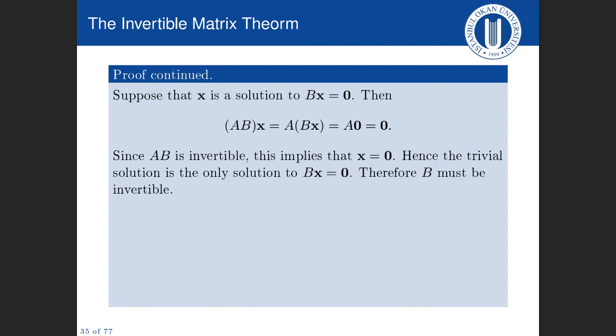But AB is invertible. And if we have an invertible matrix, then the only solution is the trivial solution. So that implies that this vector x must be 0. Hence, the trivial solution, x equal to 0, is the only solution to Bx equal to 0. And that then proves that B is invertible.